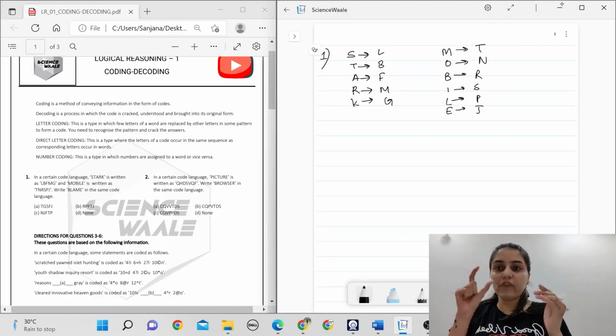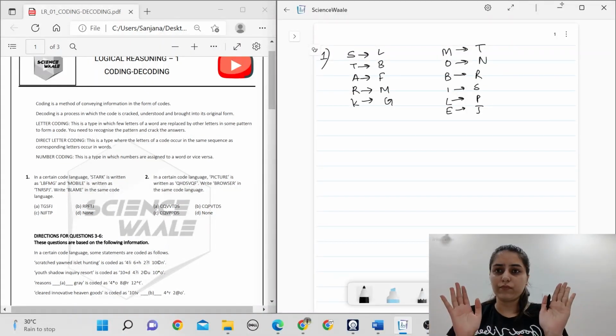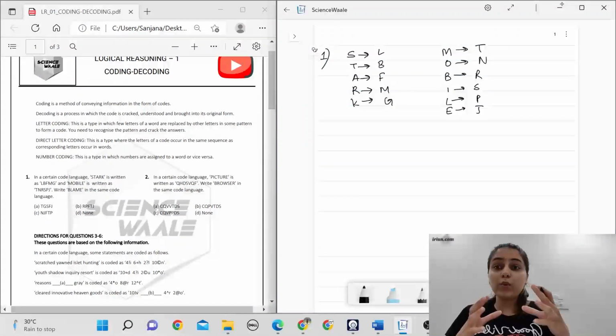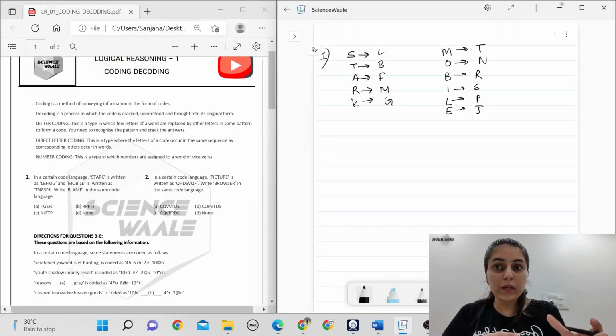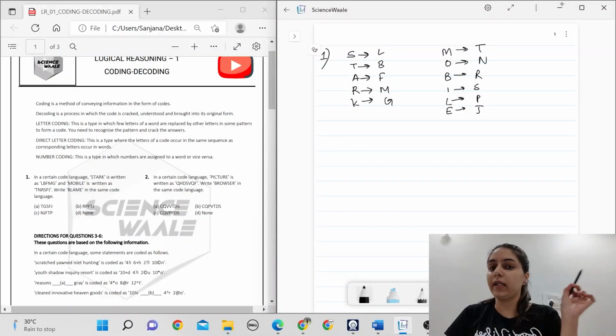Here a letter of the word is coded to some other letter according to some pattern which you don't know, right? Now we need to understand what exactly they are doing, what is the information given to us, try to understand the technique they have used there, and then try solving what they have asked us. Now we have noted down whatever they have given to us, and letter by letter coding we have done. Whatever codes they have given for that particular letter, we have written them down. Now they have asked us to write the code for blame.